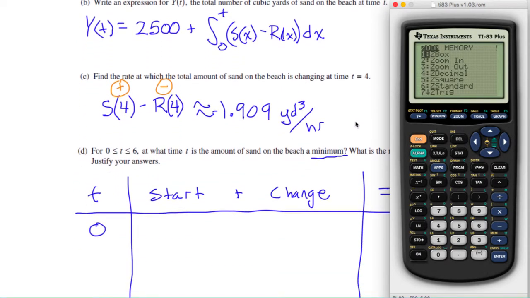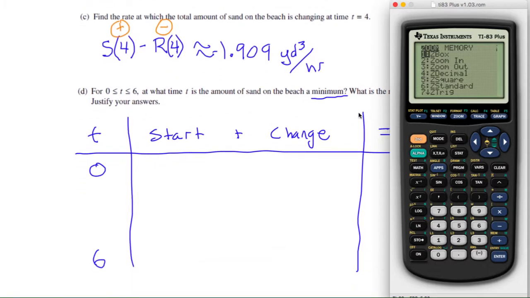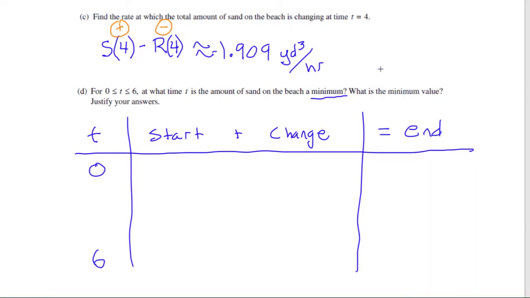So now when I actually graph it, I can see exactly where it's going to be at a minimum, because I'll see what's happening on my graph. Again, these are going to be rates, so things are going to be happening a little bit weird.